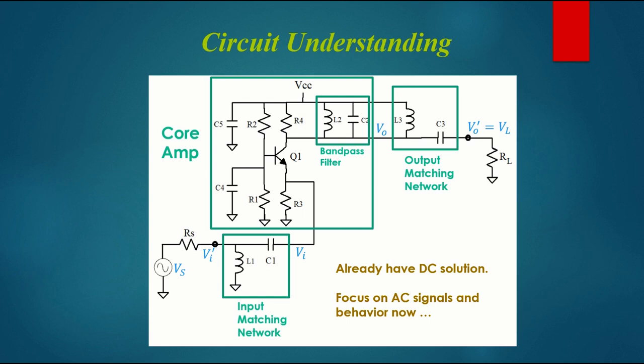So as we look at this complicated looking circuit, over time it becomes more familiar and less complicated looking, but we also identify a number of subcircuits involved. There is the core amplifier, which itself contains some bandpass filtering, but there's also the input match between the source and the input of the core amp, and an output match between the output of the core amp and the load. And what we're going to do, we're going to be focused on these AC signals and these impedance levels. That's what it's all about, is the impedance levels and the gains.